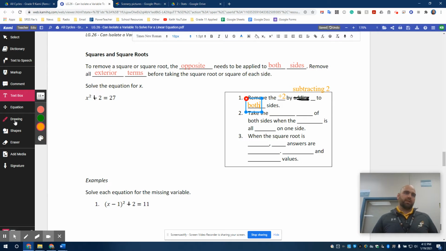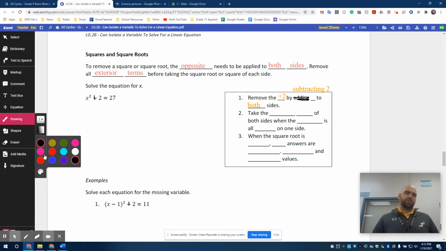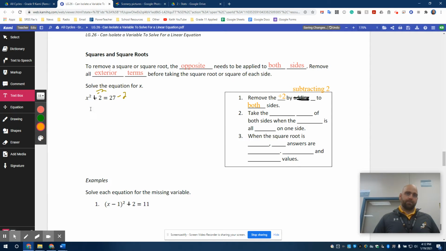When we're adding like that, we need to get rid of it by subtracting 2 from both sides. So we subtract 2 there, we subtract 2 there. That's supposed to be a subtracting 2. There we go. And so what that's going to look like is we're going to be left with x squared over here, and on this side, we're going to have 25.